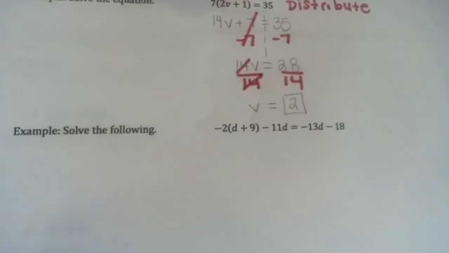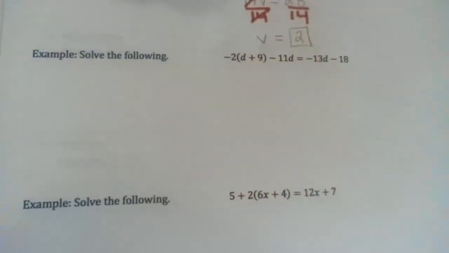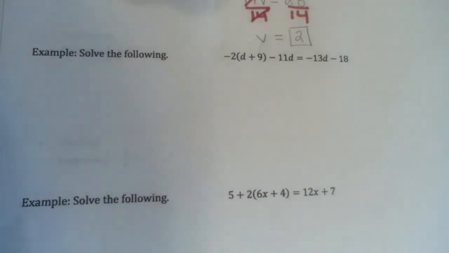All right, we're getting a little bit more complicated as we go. Let's keep rolling. Solve the following. Negative 2 times (d plus 9) minus 11d equals negative 13d minus 18. Again, what a lot of people do is they see the parentheses and they want to distribute, which is totally cool. Let's go for it. Let's distribute.